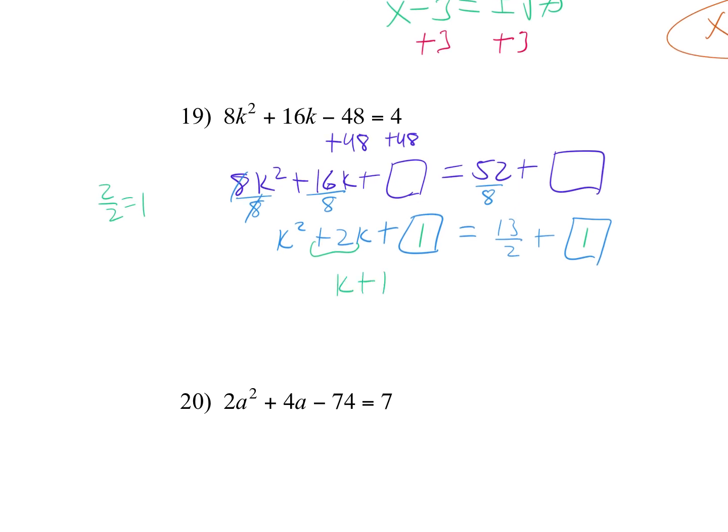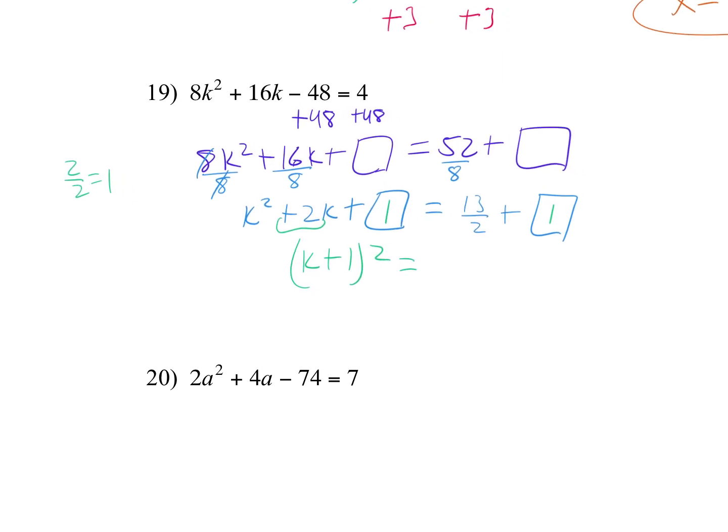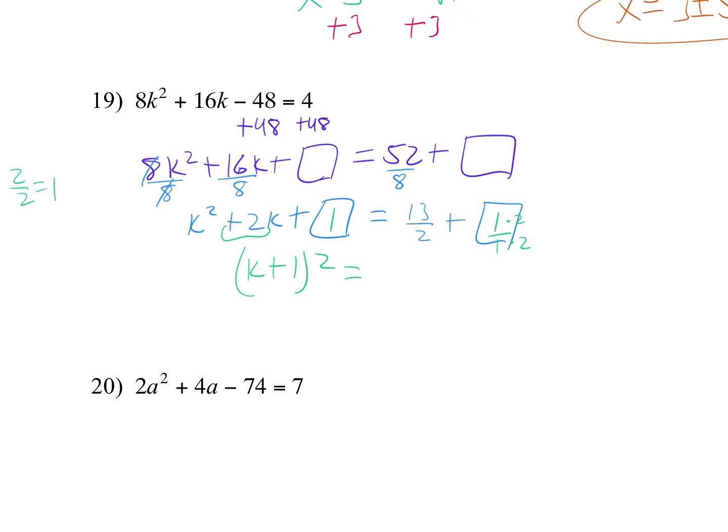And then factor our perfect square trinomial. We should get k plus 1 squared equals 13 over 2 plus 1 is going to be 1 over 1. And then we want to multiply the top and the bottom by 2 to get a common denominator. And then we get 13 plus 2 over 2 is going to be 15 over 2.